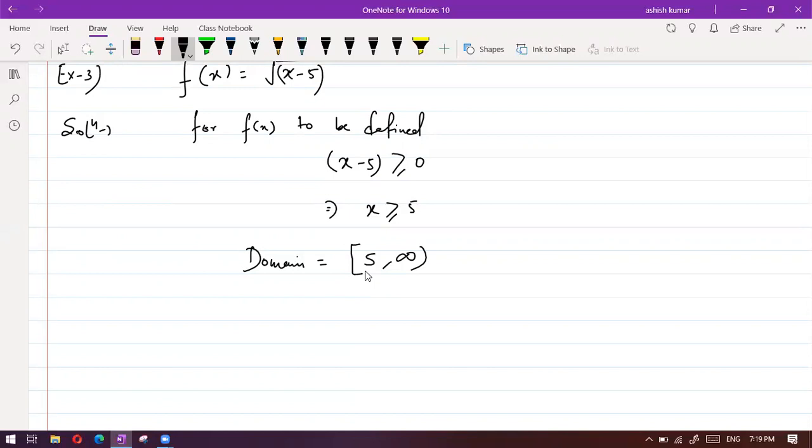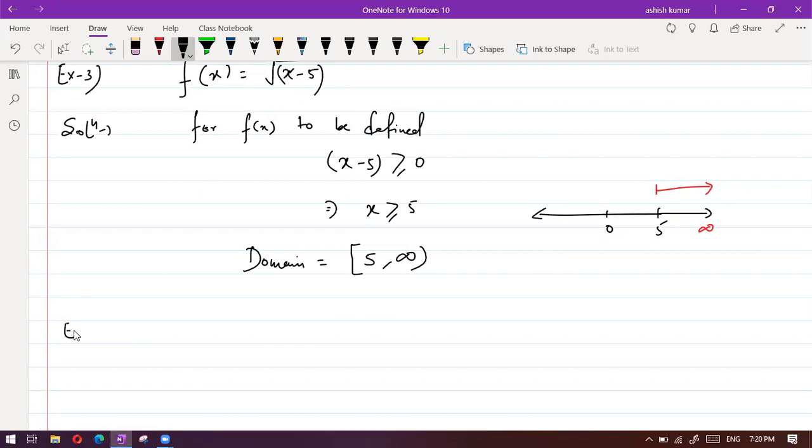Whenever you get confused, write it down on the number line. Whatever value is coming, let's say 0, and then 5. When it says x is greater than or equal to 5, we have to consider the values after 5. So this is infinity, and the domain will be [5, infinity). Understood this part, Ruchita?